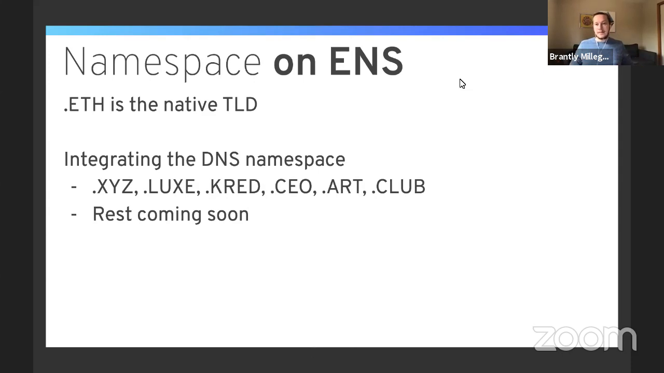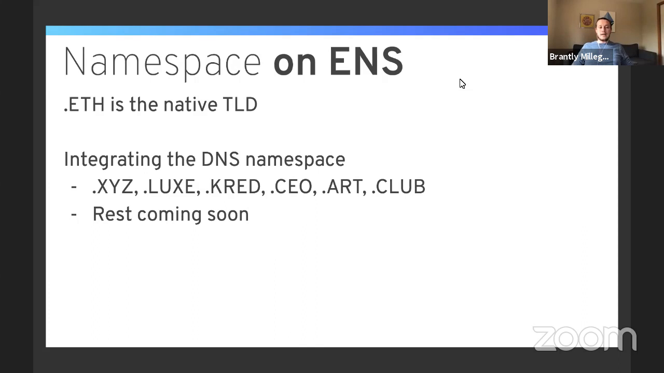So let's talk about the namespace on ENS. A lot of people think that ENS is .eth names. Totally wrong. Banish the idea from your mind. I'm sorry you ever thought that. ENS is naming infrastructure that can support any name. .eth names are just the native names we started with, but our infrastructure can support any names very easily. It all works the same.